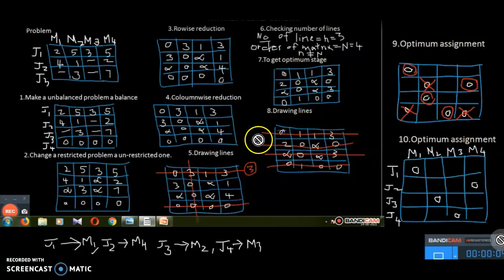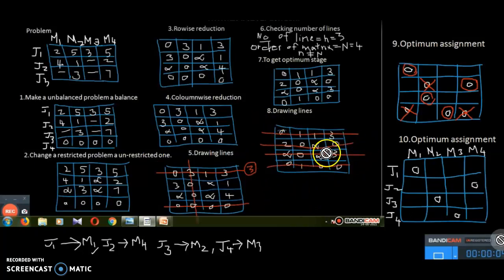The first one we can strike out, and then the third one we can strike out, and the total number of lines comes to 4. Okay, right. Now the optimum is reached. If the number of lines equals the order of the matrix, this is 4 by 4, number of lines 4, then optimum is reached.